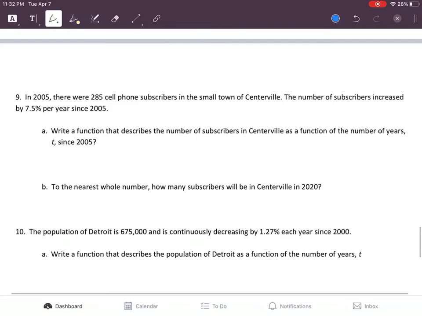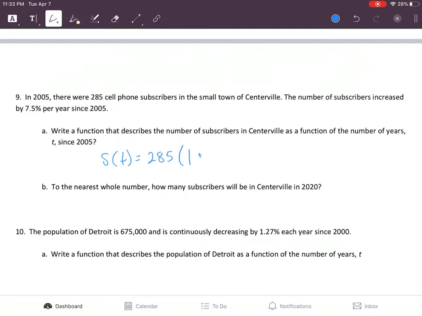Number 9. We're going to use the same equation we did in number 8. In 2005, there were 285 cell phone subscribers in the small town of Centerville. The number of subscribers increased by 7.5% per year since 2005. So write your function. We have subscribers over time equals the principal, which is 285 in this case, and then 1 plus your rate. You have 7.5%, turn that into a decimal, and you're going to get 0.075.